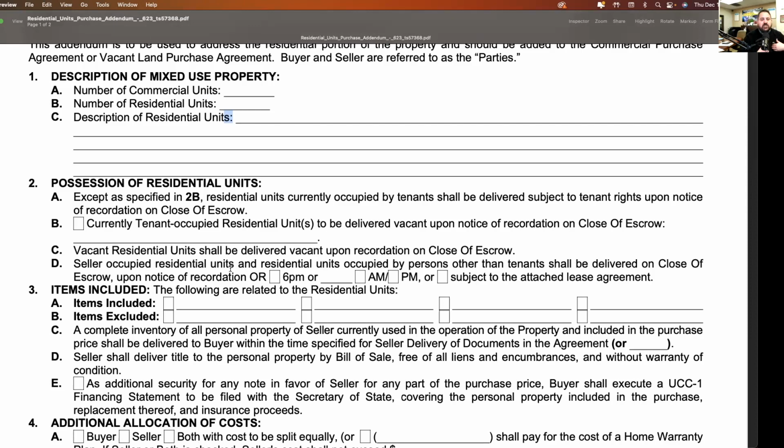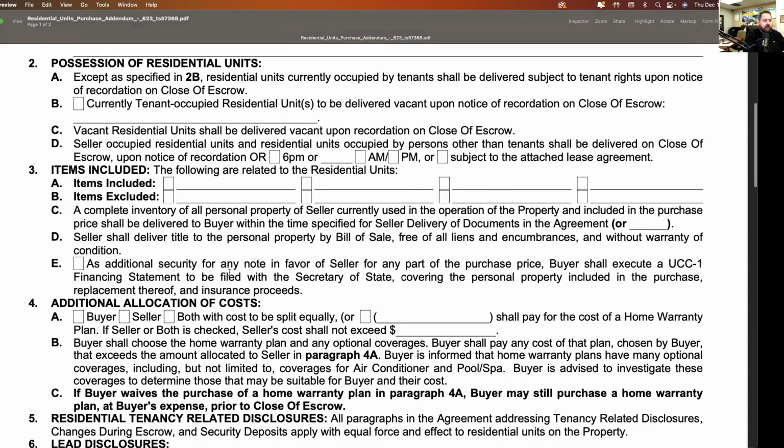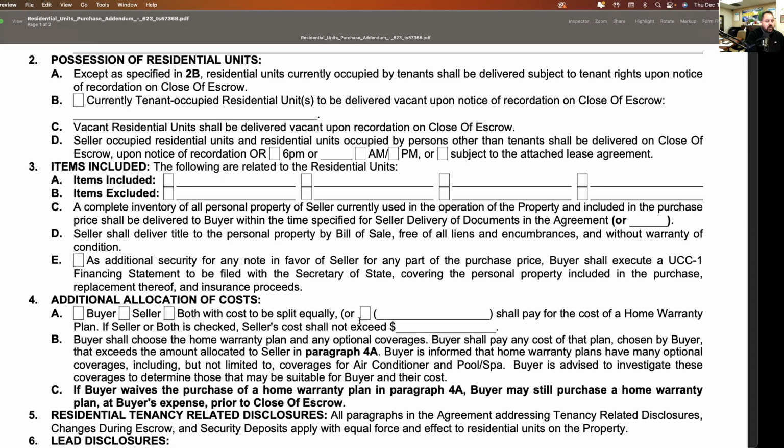Seller-occupied residential units, right? Say the seller lives in one of them, just like with our purchase agreement, we're going to put in there when they're going to move out, when they're going to be delivered, what items are included or excluded in those residential properties. As additional, seller shall deliver title to the personal property by bill of sale, which I've told you guys in the past. Whenever you're selling personal property in a real estate sale, there should be a bill of sale separate for that personal item. If it's over and above the expected items, right? Like if it's beyond a stove and a refrigerator, it starts to be furniture and things like that. You should be doing a bill of sale for those, not including them in the purchase agreement.